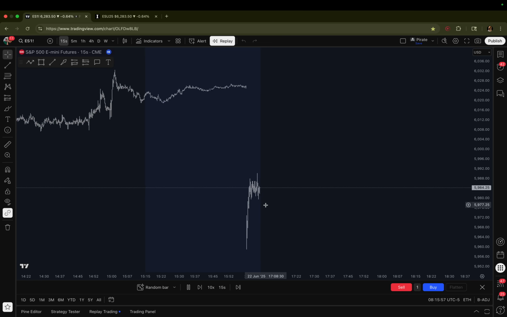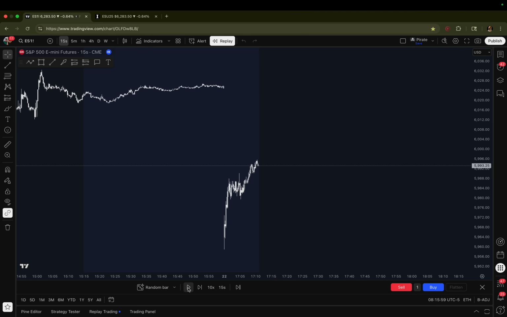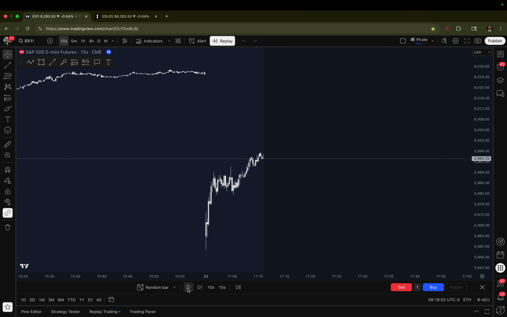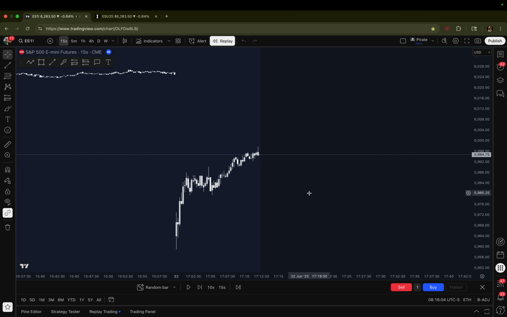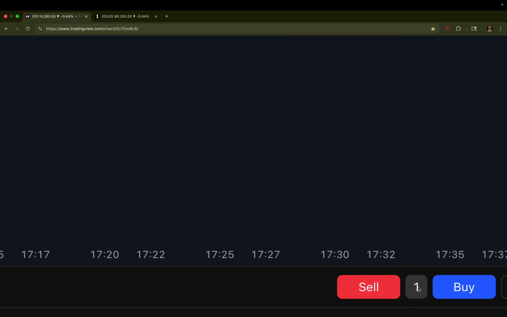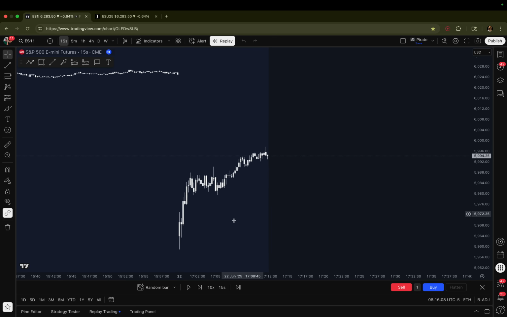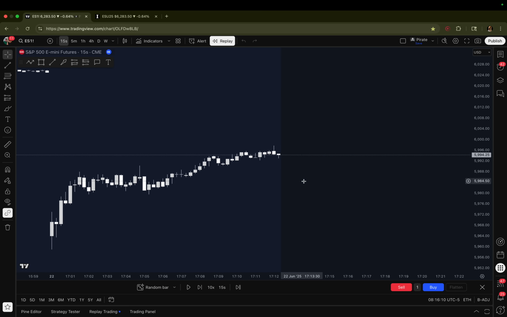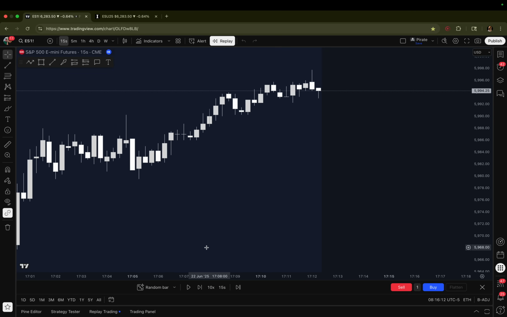What I'm going to do is just let the charts paint here. I'm going to wait till I see a setup that I think is worth taking, and then we'll take it. Again, we're just going to be using one contract size. See this little thing right here at the bottom? It says one. With the TradingView replay mode, that's one contract of the ES futures.